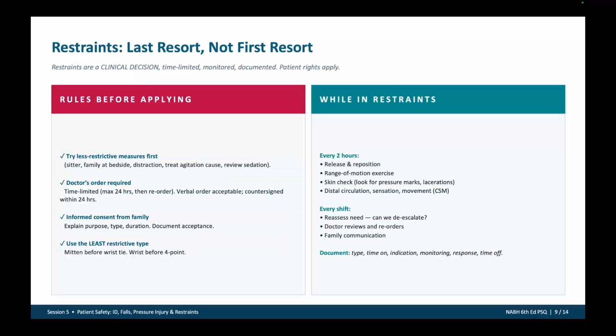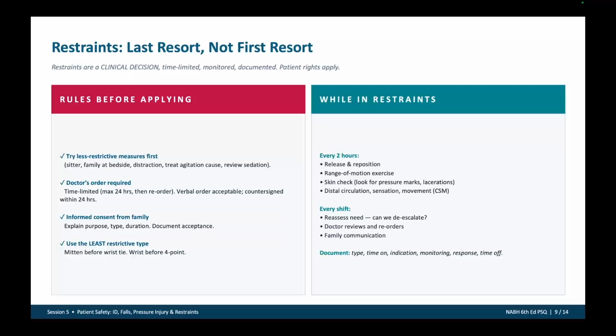Regarding the restraints, it's a last resort, not first resort. The restraints are a clinical decision: time limited, monitored, documented, and patient rights applied. The rules before applying: try less restrictive measures first, like a sitter, family at bedside, distraction, treat agitation causes, and review sedation. The doctor's order is required, time limited, maximum 24 hours, then reorder.